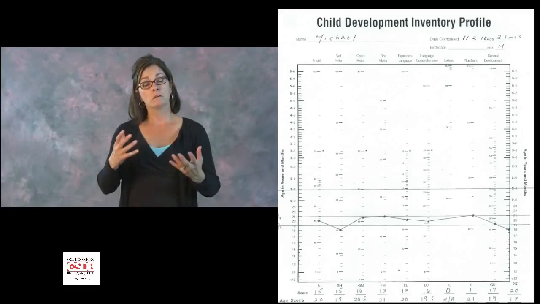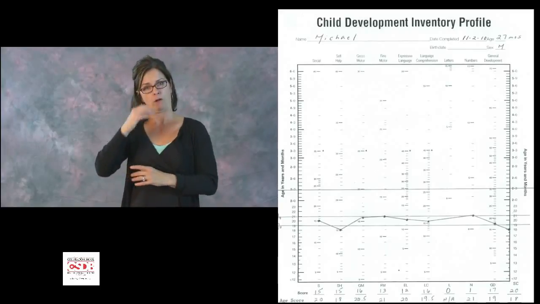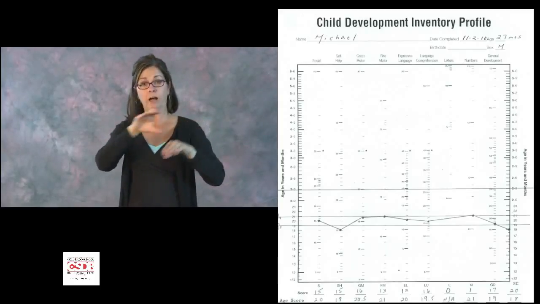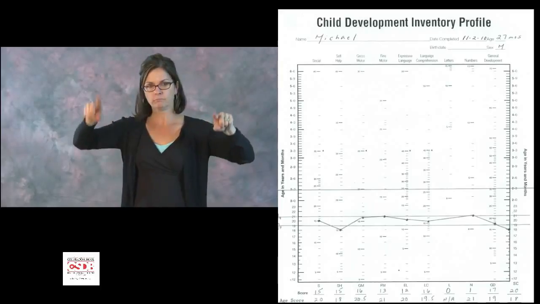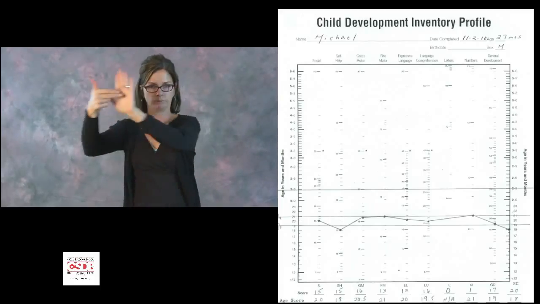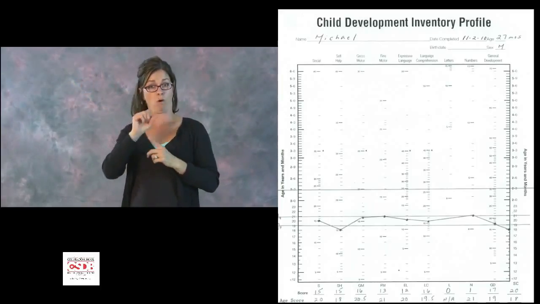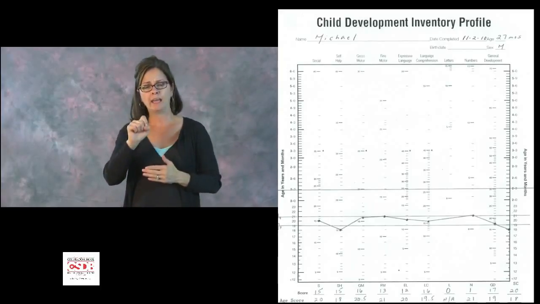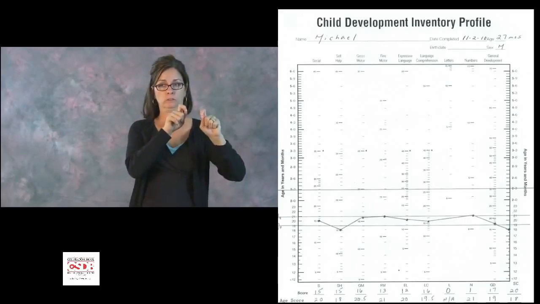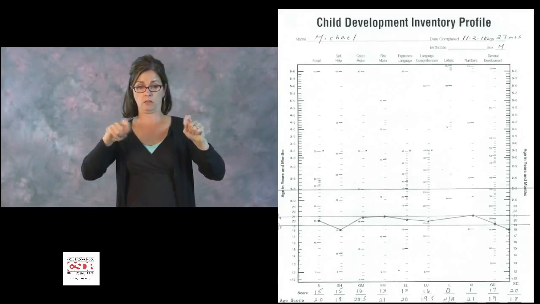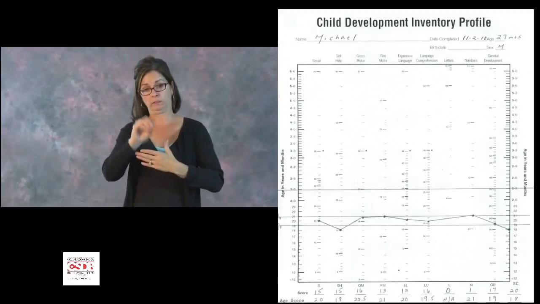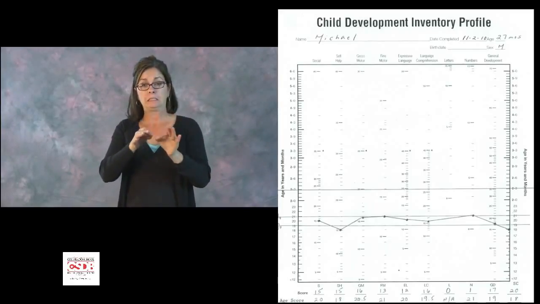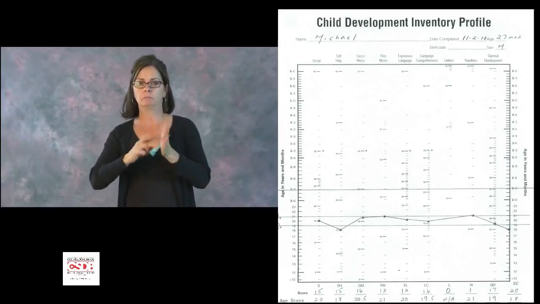So we see that Michael has a rather flat profile, unlike Jack, who had a lot of variation between the subscales. And in Michael's case, we see that pretty much all of the dots, so all of his age scores, are either falling between 20 and 30% below age level, meaning that there are borderline delay, or they're below the 30% line, meaning that they are a significant delay.